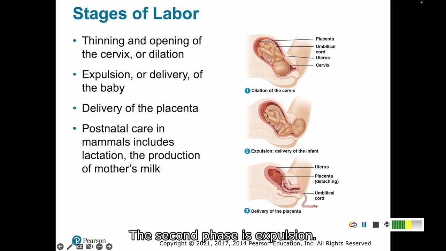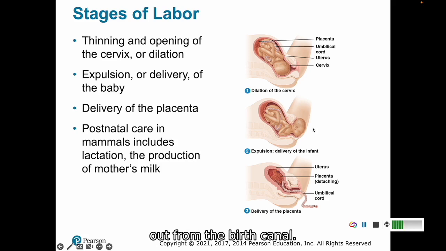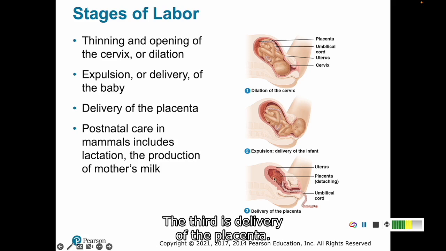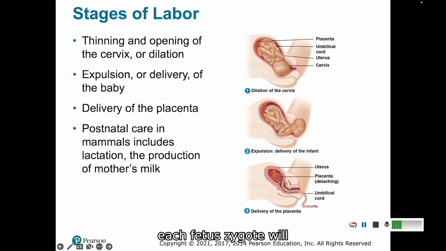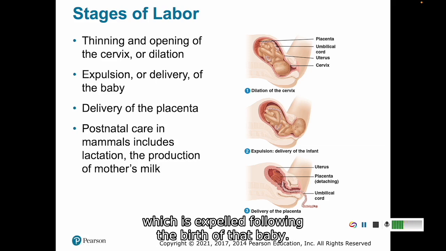The second phase is expulsion. This is when the baby is expelled or sent out from the birth canal. And the third is delivery of the placenta. So each baby, or each fetus, zygote, will stimulate the production of their own placenta, which is expelled following the birth of that baby.